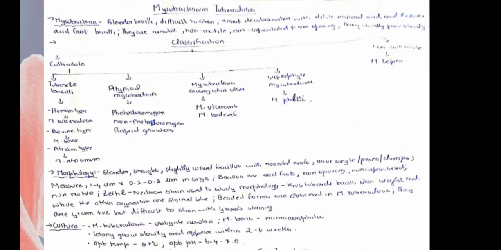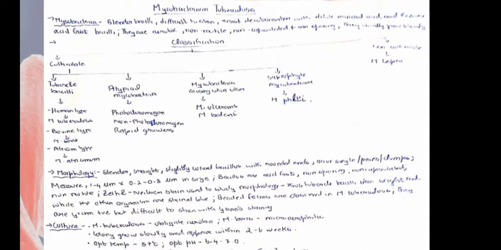The cultivable will be tubercle bacilli, atypical mycobacteria, which cause skin ulcers, and the saprophytic type of mycobacteria, and the non-cultivable will be Mycobacterium leprae. Coming under tubercle bacilli, the human type will be M. tuberculosis, while the bovine type is M. bovis, and the African type is M. africanum. And the atypical mycobacteria will include photochromogens, non-photochromogens, and the rapid growers.